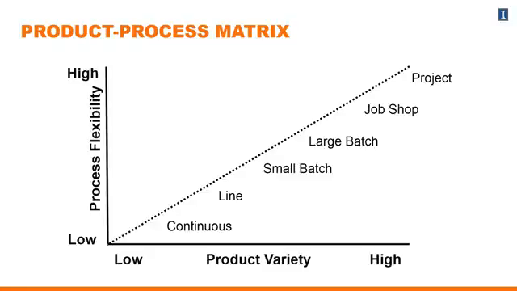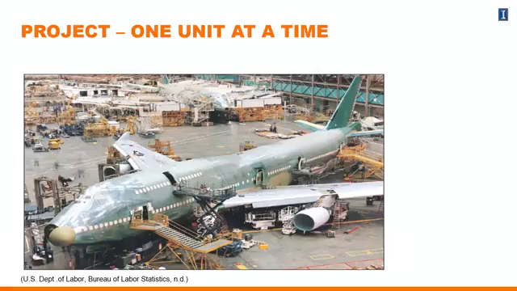So there, the number of customers for which the product is being built or catered to is one. So it's a very unique product that you're giving to a customer. Let's go through a few examples of each of these different types to get a better sense of what these different process types actually mean.